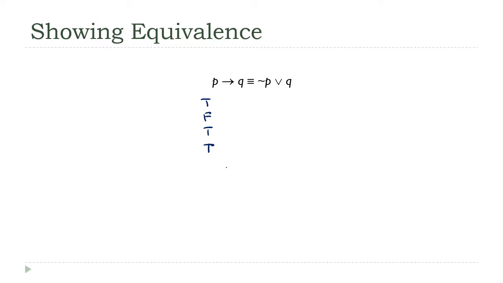And on the right side, you can write out the complete table if you want, but we know that the P column is true, true, false, false. So not P has to be false, false, true, true. And the Q column is just true, false, true, false. Now, an OR statement is only false when the two inputs are false, and that only happens here on the second row. So we can see pretty quickly that these two statements are in fact equivalent.